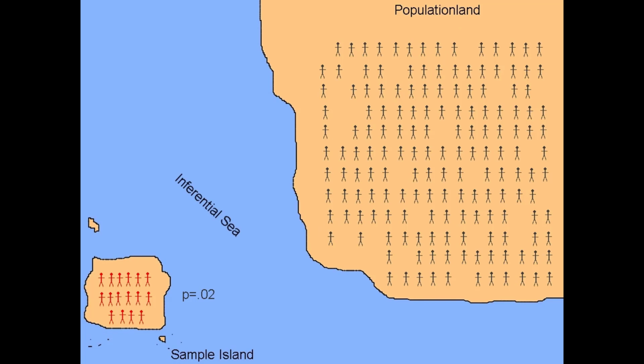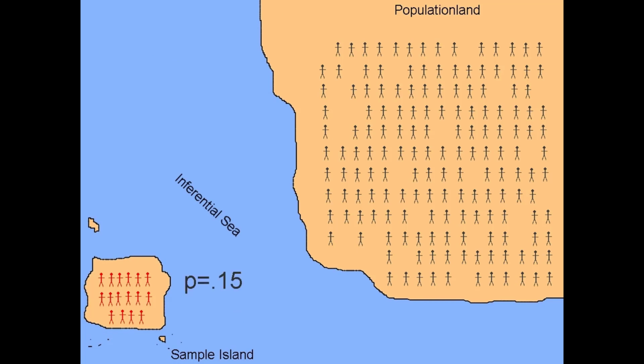Let's say we calculate a p-value of 0.02 again, and we reject the null hypothesis. But in this case, over in Population Land, the null hypothesis is true. We have committed a type 1 error. We have rejected the null when it is true. In clinical terms, it can be considered a false finding or false positive. The p-value is the probability of committing a type 1 error, rejecting the null when it is true.